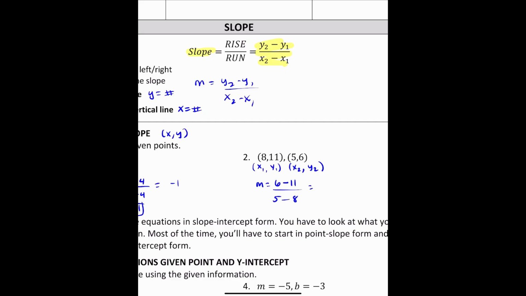So 6 minus 11 is negative 5, and 5 minus 8 is negative 3. Now, as you can see, we have a negative divided by a negative, so that means we're going to have a positive answer. So the negatives will cancel, and you're left with 5 over 3. So the slope is 5 over 3.